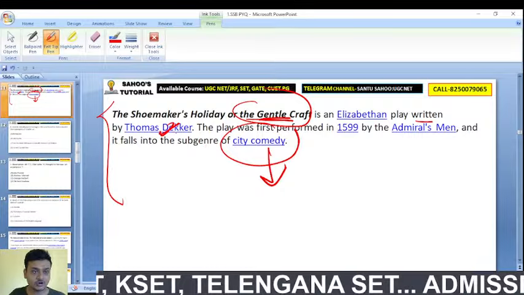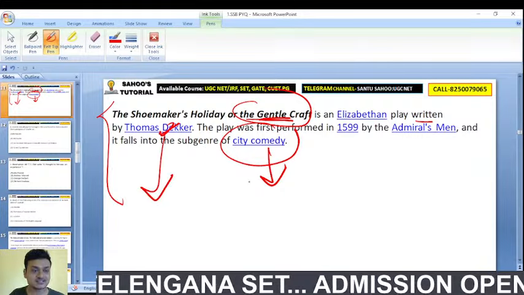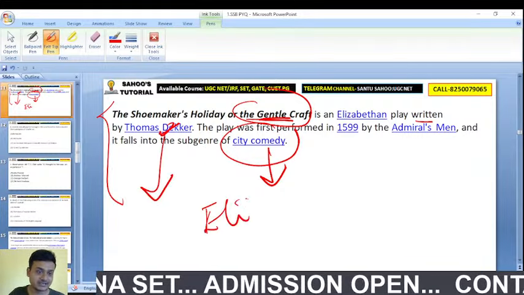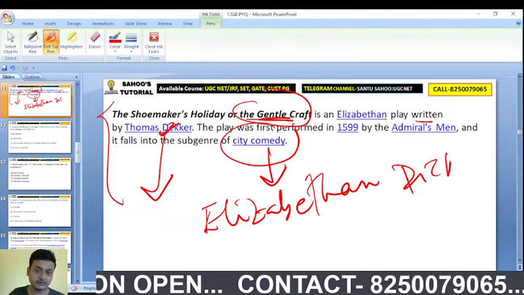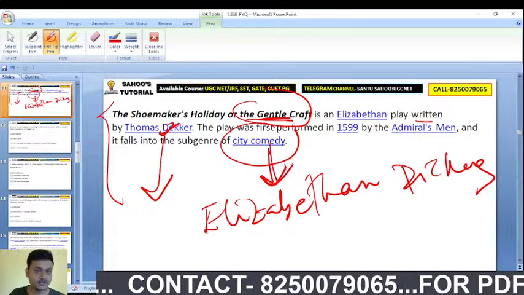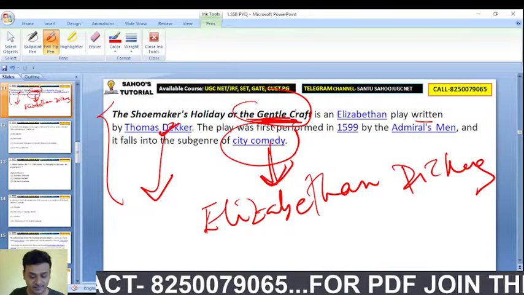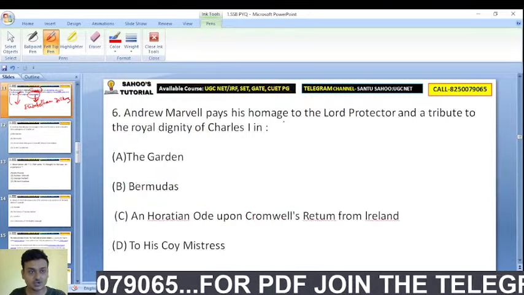Thomas Dekker is known as Elizabethan Dickens. Clear? Okay, it's a city comedy and The Gentle Craft is the subtitle of The Shoemaker's Holiday.